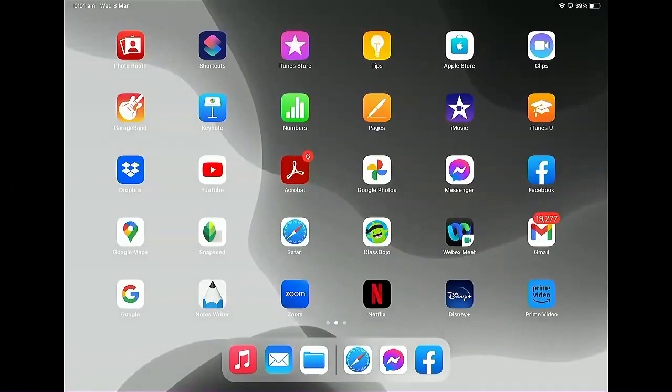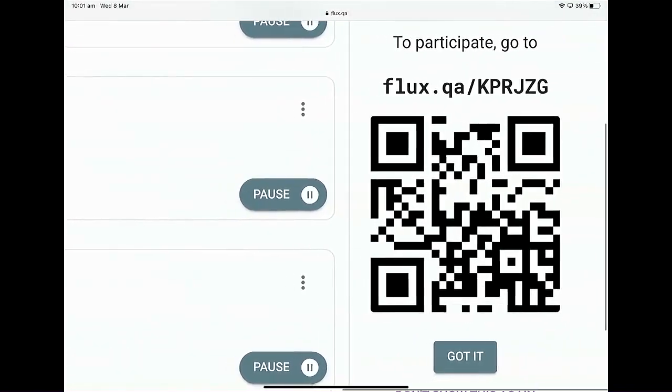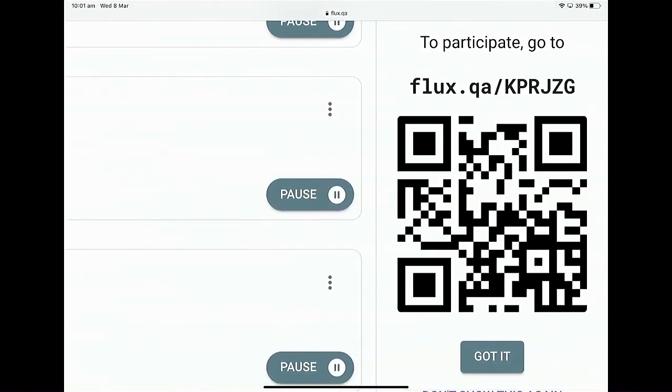So the code is here. This is the code for answering the first question. No, you just scan this code and you can answer. Like if I don't answer. No, that's why it just has you engage during the lectures.